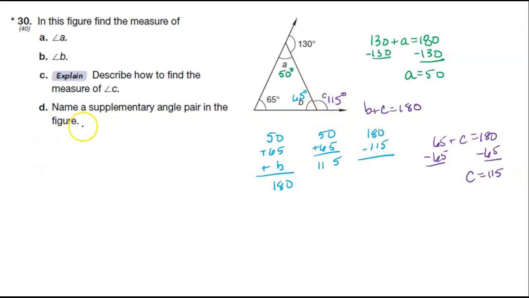Okay, and then it says name a supplementary angle pair in the figure. So supplementary means adds up to 180. So B and C are supplementary. A and 130 degrees are supplementary. Yep, that's the last one.